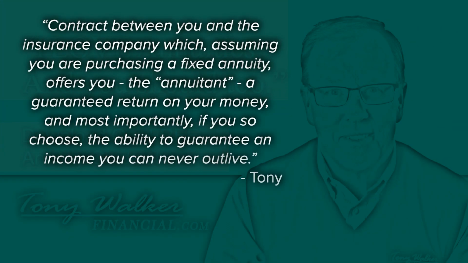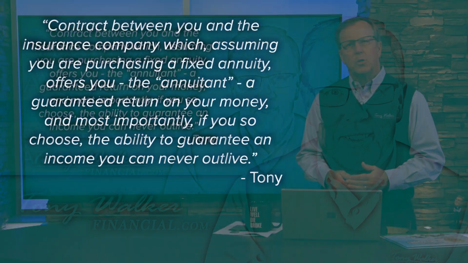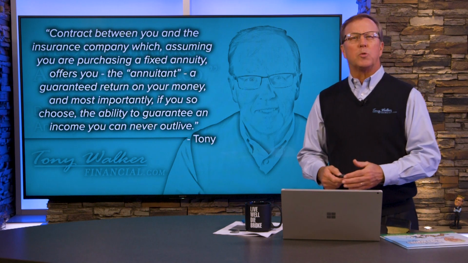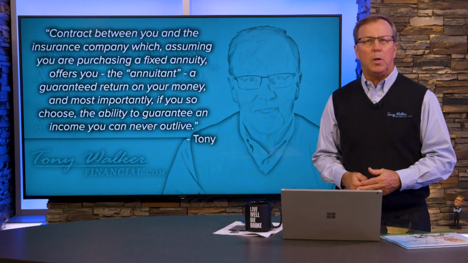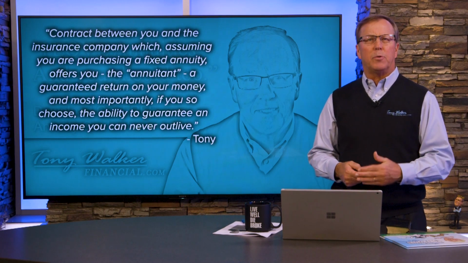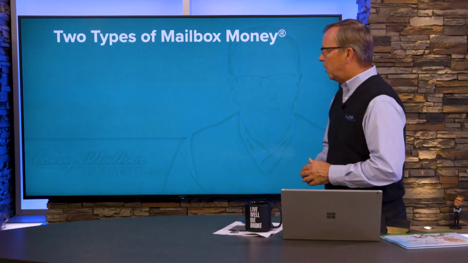It's a contract between you and the insurance company, which, assuming you're purchasing a fixed annuity, offers you, the annuitant, a guaranteed return on your money, and most importantly, if you so choose, the ability to guarantee an income you can never outlive. So what I thought I would do today to talk about the pros and cons of mailbox money, more specifically what happens to the annuity when you begin your lifetime income, is to talk about these two types of mailbox money. So let's take a look at them.